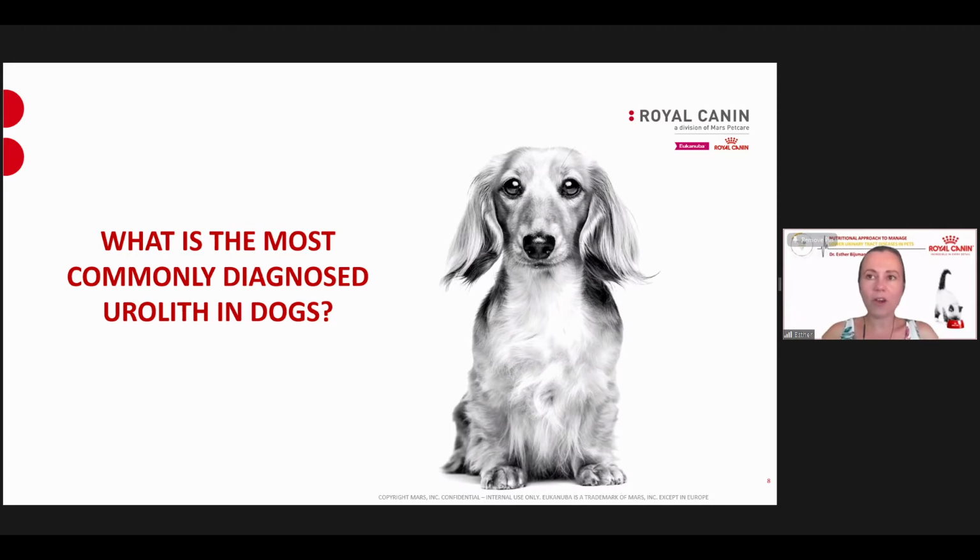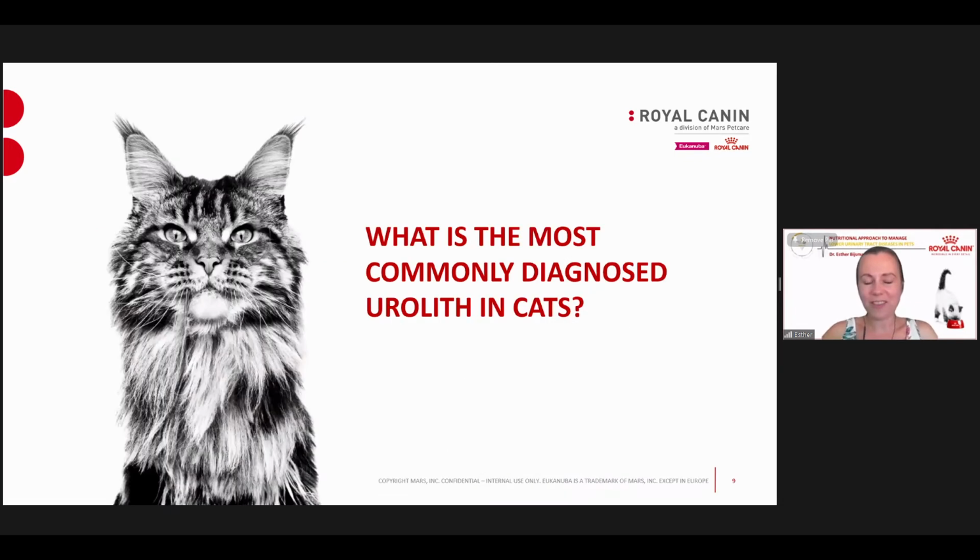And what is the most commonly diagnosed urolith in dogs? And of course, I'm going to ask you the same question for cats. You can give these answers again in the chat box. And it's just for your own reflection on this and to keep your mind a little bit active. Obviously, I will be talking you through the literature. And I think the most important thing to realize is that the answer to this is not necessarily the same as it was 10 years ago. And there are changes over time in what the most commonly diagnosed urolith is in both dogs and cats.